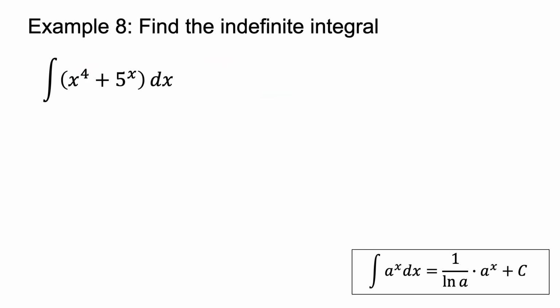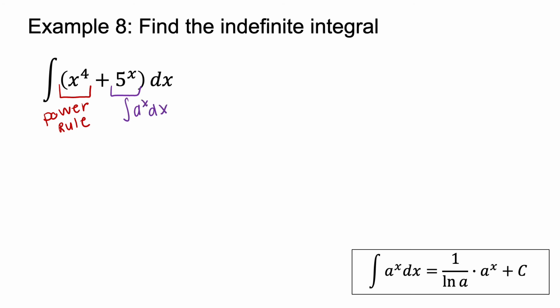In example 8, we want to find the indefinite integral of x to the 4th plus 5 to the x dx. Hopefully you recognize that in order to integrate x to the 4th, that would be a power rule, which we have been doing for a long time now. And then in order to integrate 5 to the x, that's where we would have to use our new definition of the integral of a to the x dx.